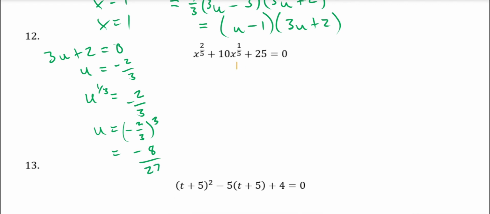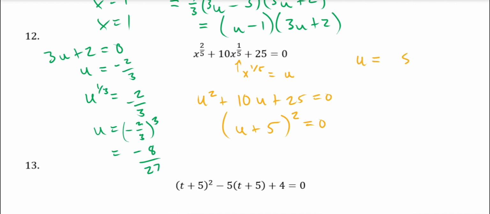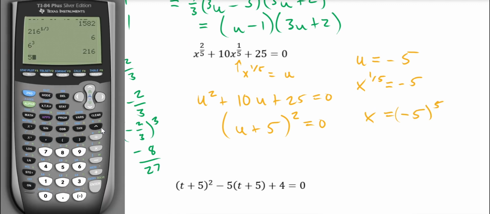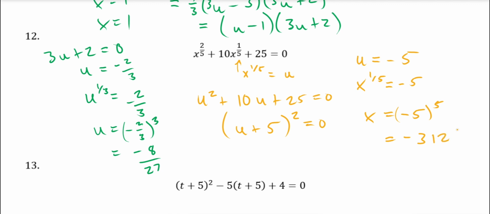In the next example, our middle term is a 1/5 power, and so we're going to want to choose that to be our u. This makes it u squared plus 10u plus 25 is equal to 0, but a quick glance, noting this is a square and this is twice it, would give us that this is u plus 5 squared. Now, setting this equal to 0 and solving, we wind up with u is equal to minus 5, and reversing our substitution, taking the 5th power, and reminding ourselves what the 5th power of 5 is, we get that x is equal to negative 3125. We could confirm that this is in fact a solution by plugging in.